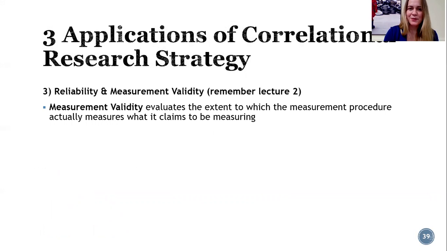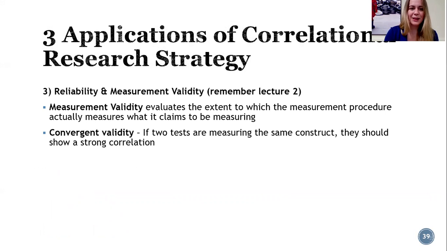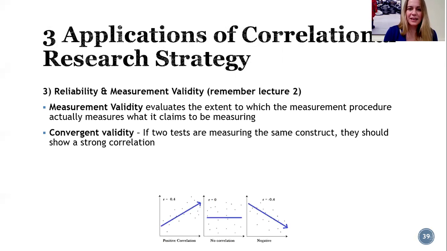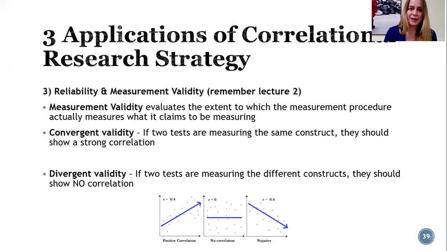Similarly, to determine measurement validity, one way that we could do that is by looking at convergent validity, which is checking whether, if 2 tests are really measuring the same construct, they would show a strong correlation with each other. Similarly, if 2 tests are measuring very different constructs, so for example, a test of anxiety and a test of how long you can do this for, I think that was the example I gave way back when, they're probably measuring very different constructs. They should show no correlation with each other.